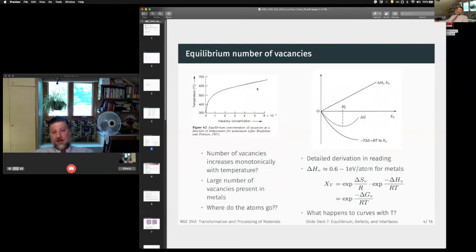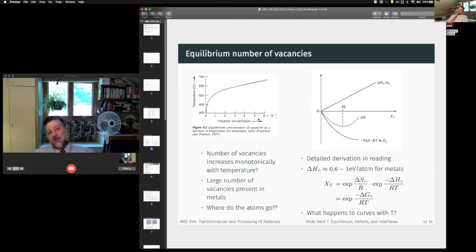Why vacancies, we'll get to that. Vacancies are actually incredibly important for phase transformations. But the important thing is that the number of vacancies is fairly significant, and they also increase monotonically with temperature. So if we just increase the temperature and we get more vacancies, that means that there's a strong thermodynamic driving force for their creation, right?